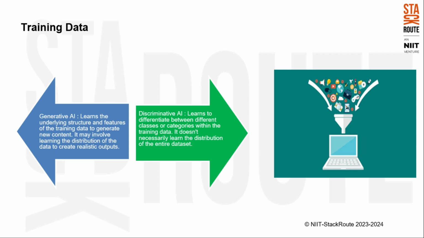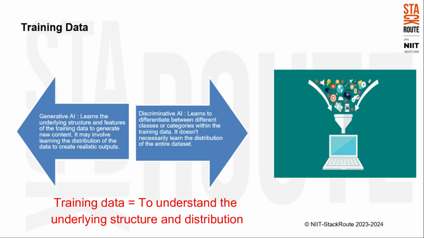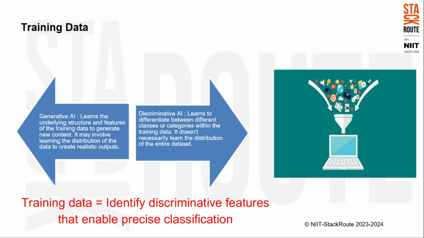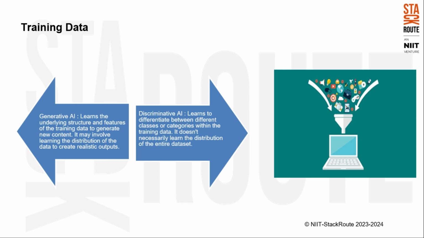Discriminative AI models don't necessarily learn the full distribution of the entire dataset. Their objective is to learn the discriminative boundaries or decision surfaces that separate different classes of data. The training data plays a pivotal role in both generative AI and discriminative AI models, but in different ways. Generative AI models learn from the training data to understand the underlying structure and distribution, which they then use to generate novel content. Discriminative AI models learn from the training data to identify discriminative features that enable precise classification or recognition of different classes within the data.